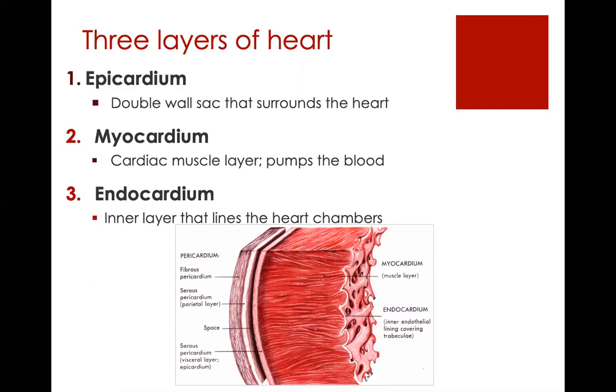The epicardium is the outer layer of the heart, and it is also part of the layer that surrounds the heart. So I'm going to be very careful with this. The epicardium is part of a double layer that surrounds the heart, but it's also part of the heart itself. So if I ask you, write the layers of the heart from the outermost layer to the innermost layer, your answer would be epicardium, myocardium, and endocardium. If I ask you what is the thickest layer of the heart, then your answer must be myocardium.